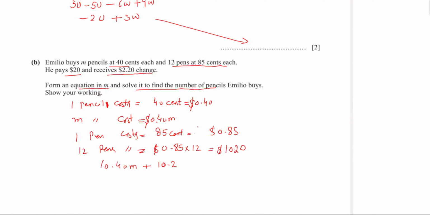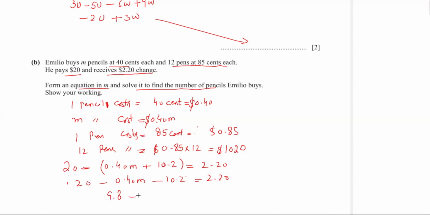Now he pays with a $20 note, therefore 20 minus the bill amount is equal to the change. This is the change. Now we write the bill amount and the amount paid equal to change. Now we simplify this equation, we get 0.40m minus 10.2, and this is equal to 2.20.